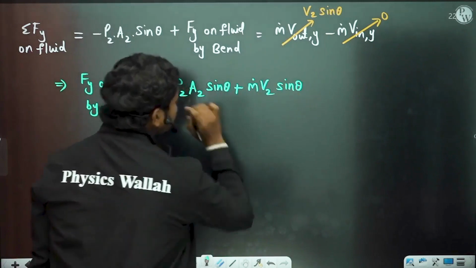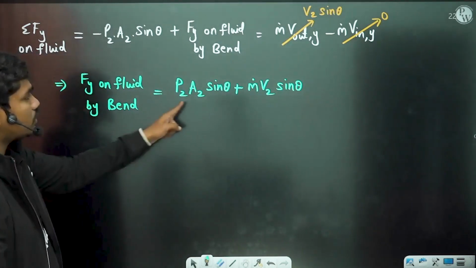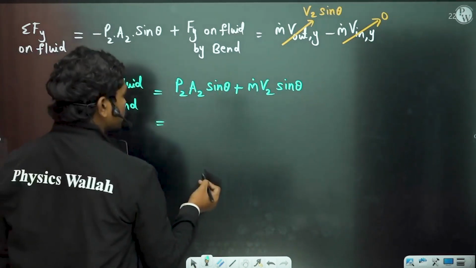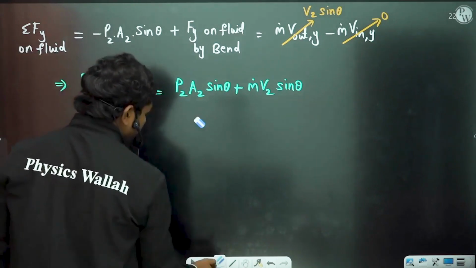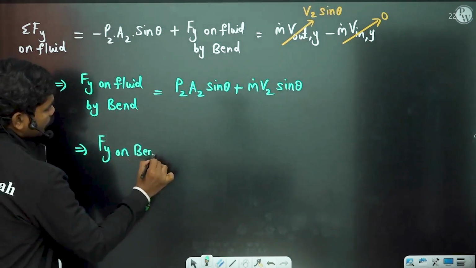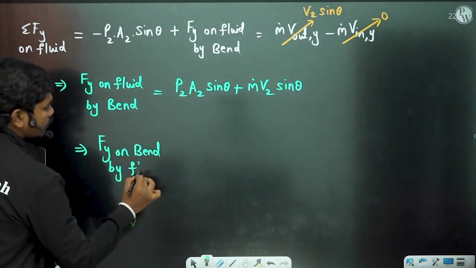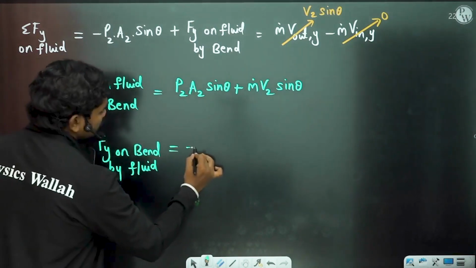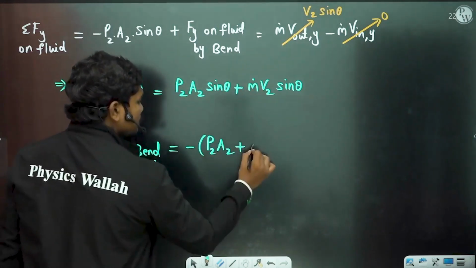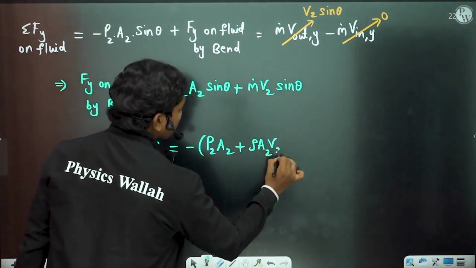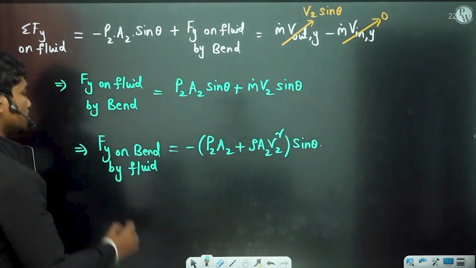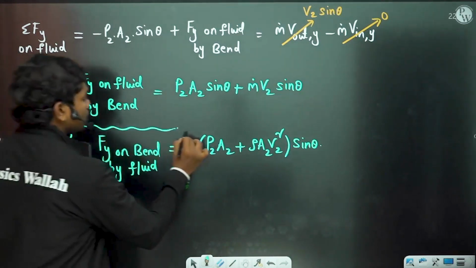This is what you have basically. In both the terms you have sin theta. So P2 A2 sin theta plus m dot V2 sin theta is there. So this implies Fy on the bend by the fluid is equal to minus of this quantity, correct? So minus of P2 A2 plus this m dot, which can be written as rho A2 V2 square, times sin theta. So this is Fy on the bend because of the fluid.